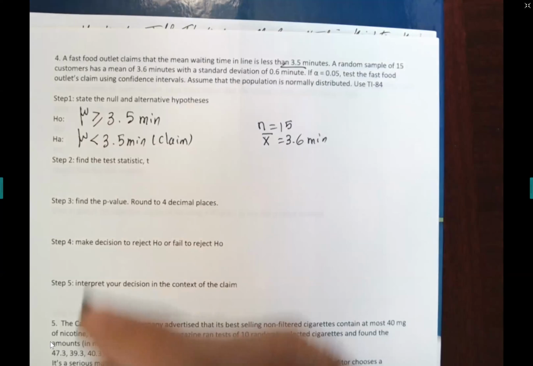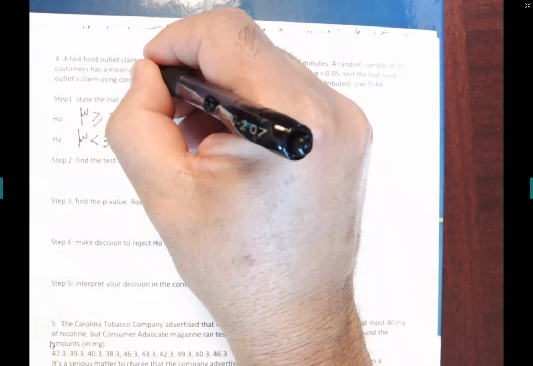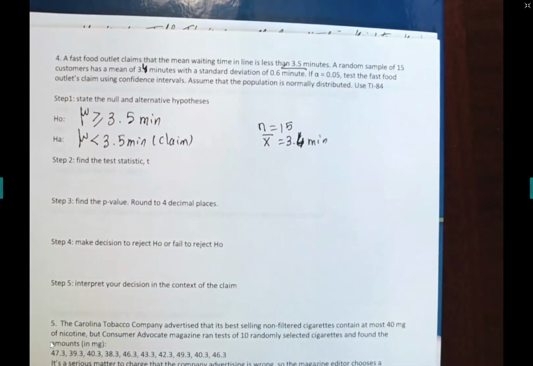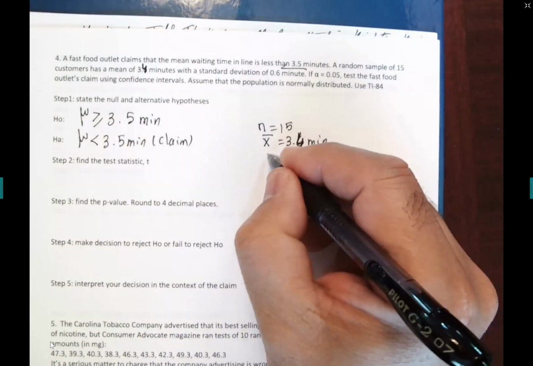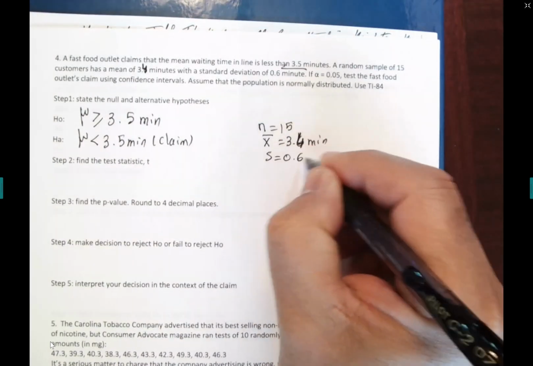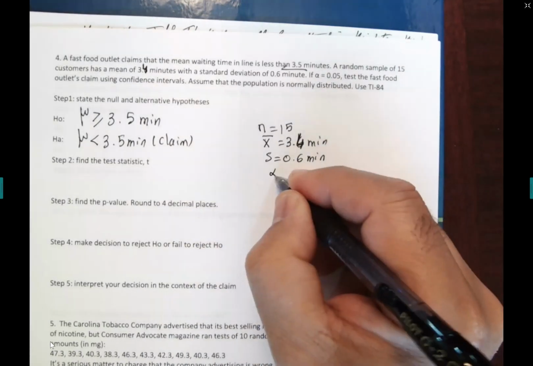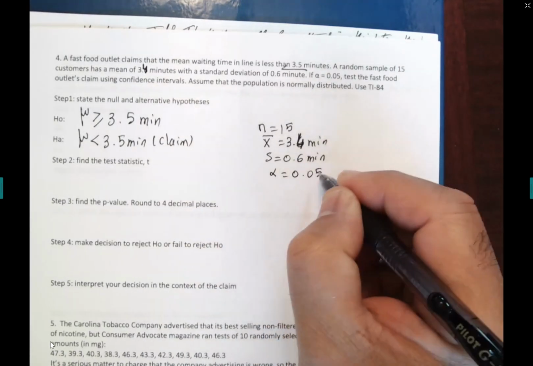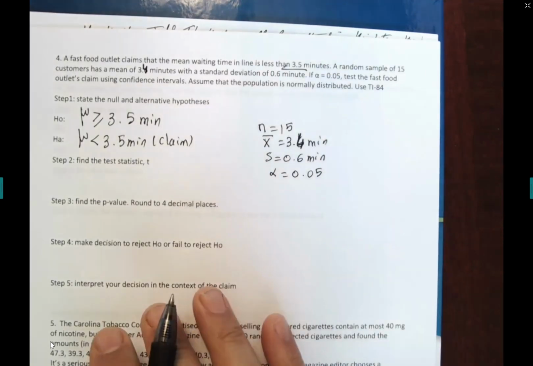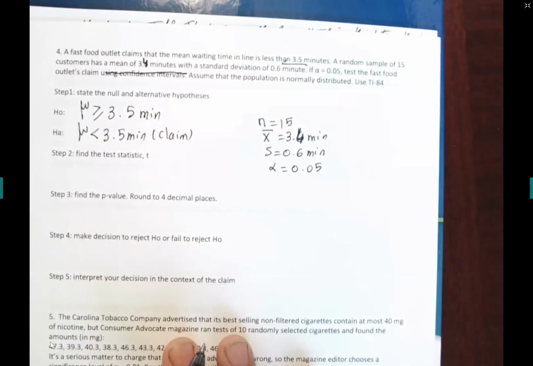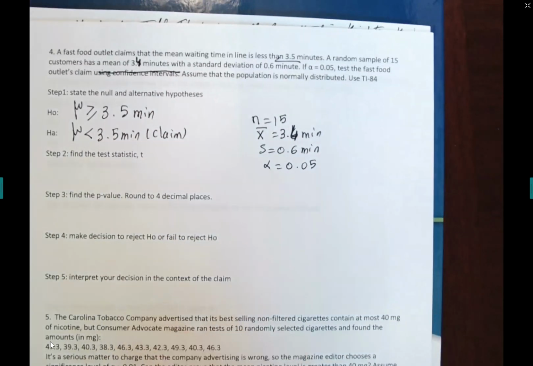Okay, I'd like to change this word here. I'm going to change it later. I'm going to make it 3.4. I did change it before, but it didn't show here. With a standard deviation of 0.6. So s is 0.6. If alpha equals 0.05, test the fast food outlet claim using the t-test. Assume that the population is normally distributed.